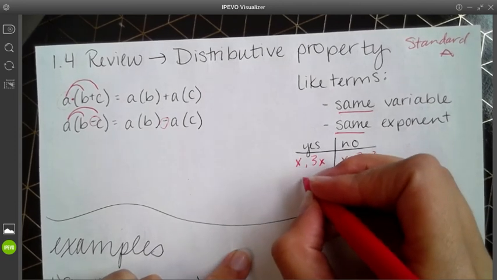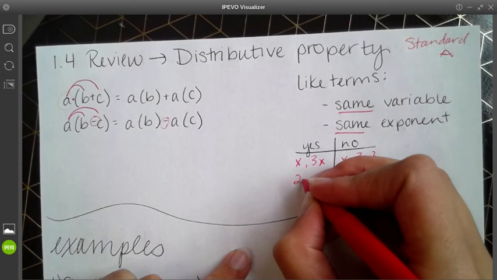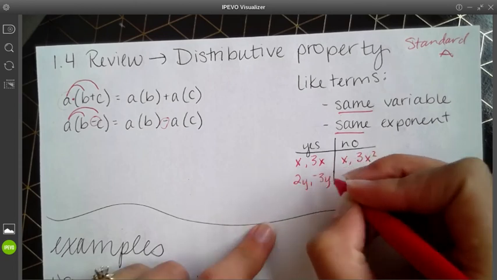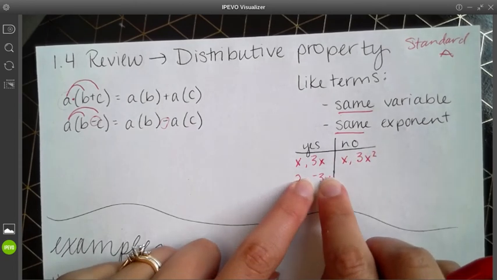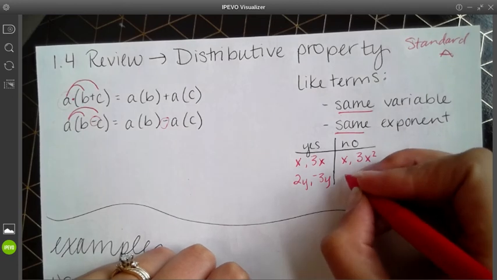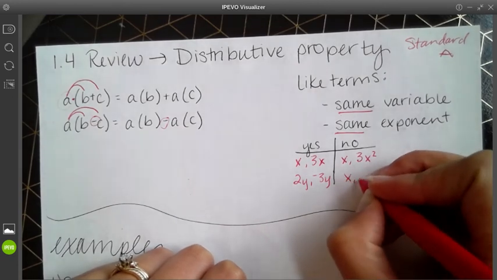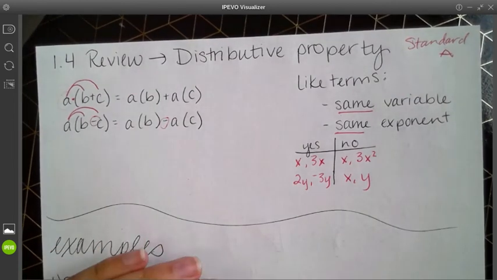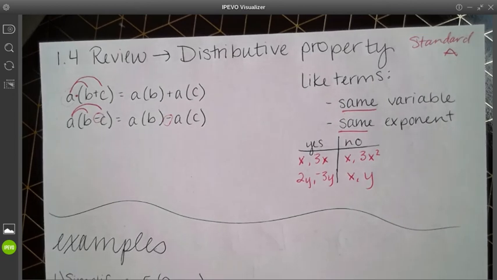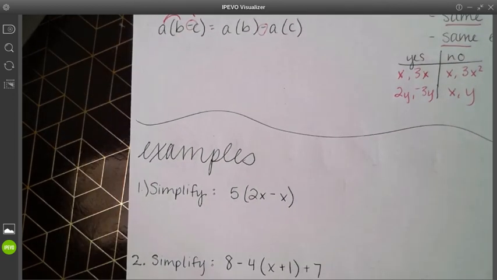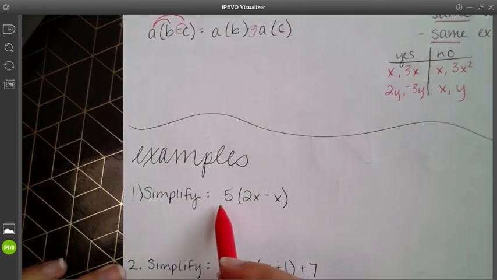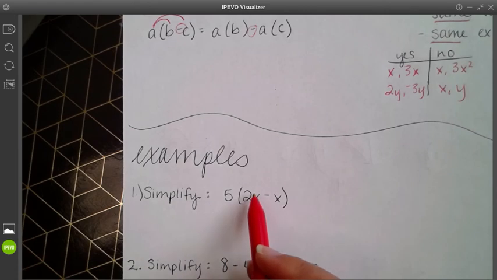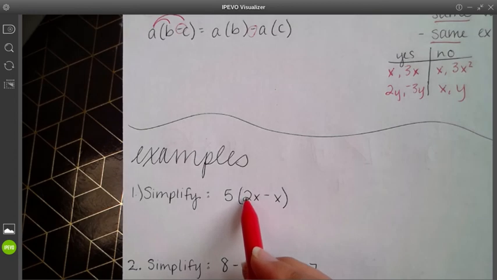Other like terms, 2y and negative 3y. Same variable, same exponent. Not like terms, x and y, okay? So you can combine like terms. You cannot combine unlike terms, okay? Let's just look at some examples. This first one, simplify. 5 times the quantity, that's what you say when you see these parentheses. So 5 times the quantity, 2x minus x.